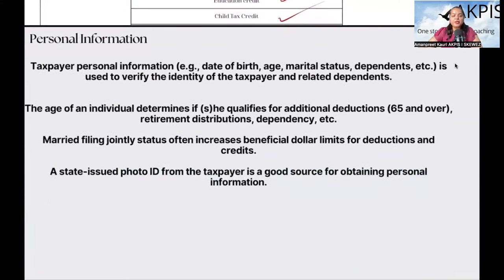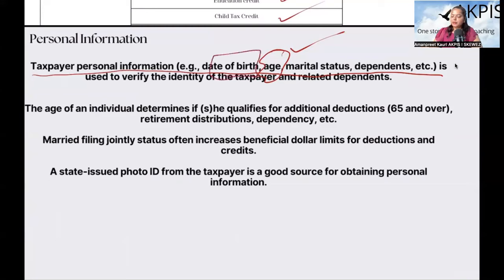If I specifically talk about the taxpayer's personal information, for example, date of birth, age, marital status, dependency, I will give you an instance of why these are important. Why is age important? If you are a senior citizen, you are eligible for more deduction, and accordingly tax computation will vary. If you are not a senior citizen, the deduction limits are different. So age is an important criterion.